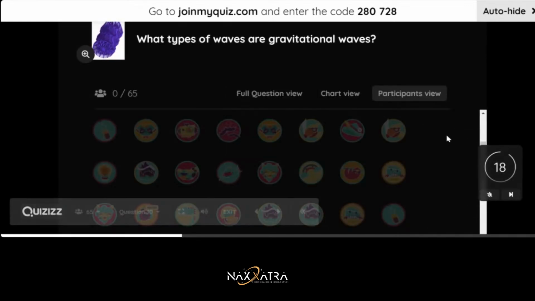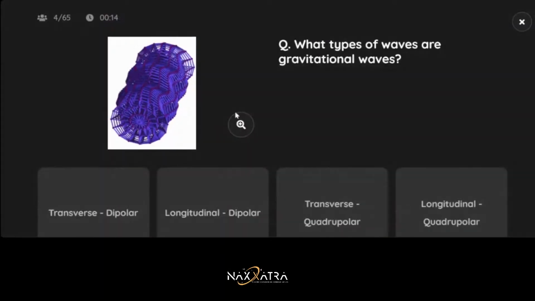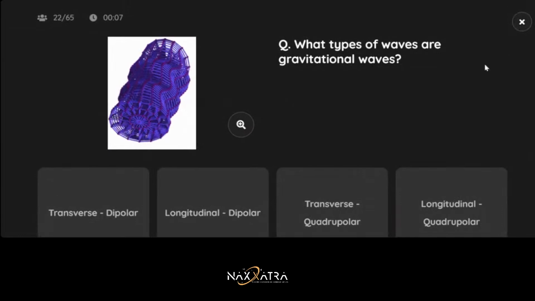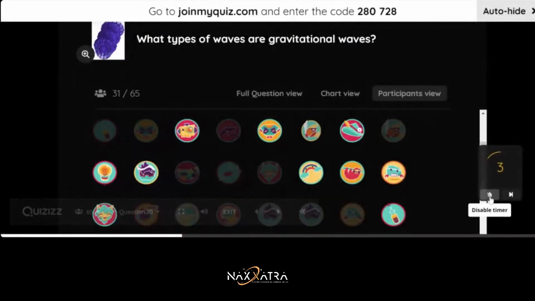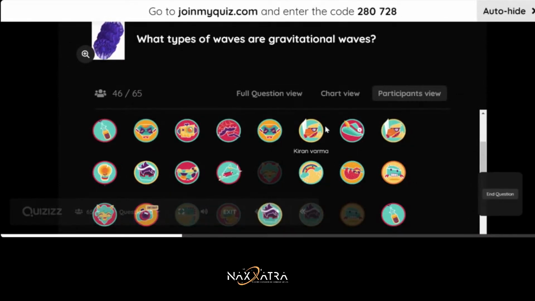So what types of waves are gravitational waves? Here you can see the GIF image. Is it transverse dipolar, longitudinal dipolar, transverse quadrupolar, or longitudinal quadrupolar? Fast. Many have not answered. Try answering a bit fast.